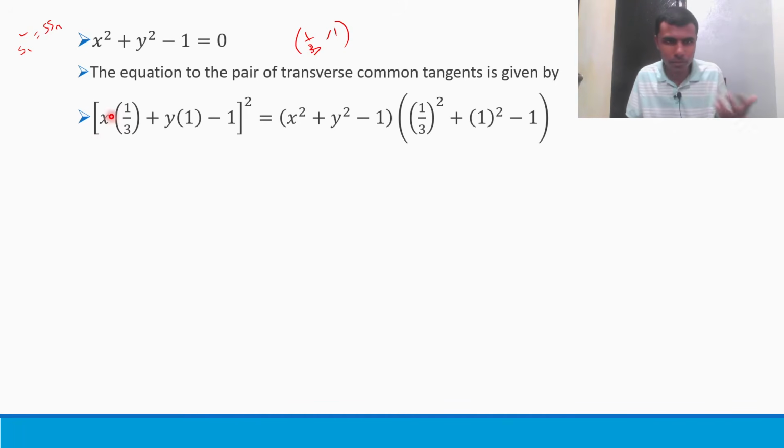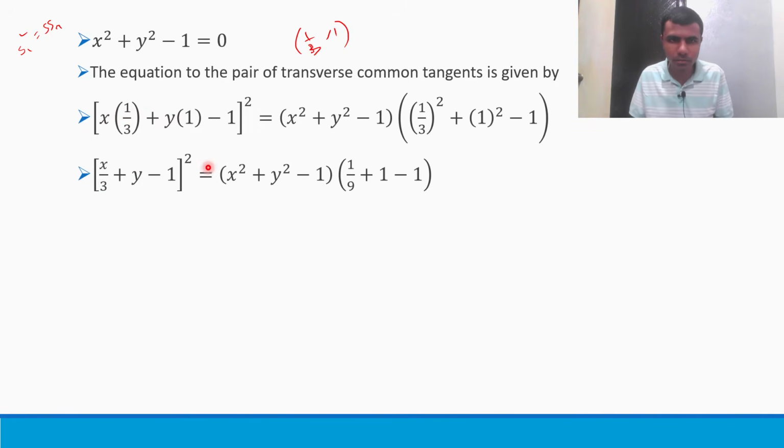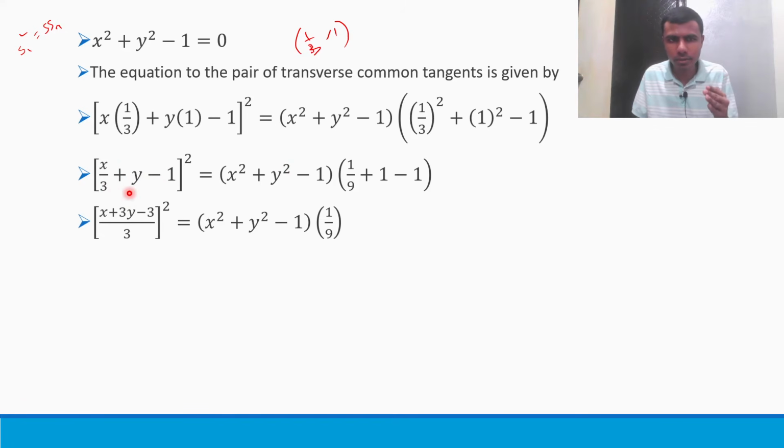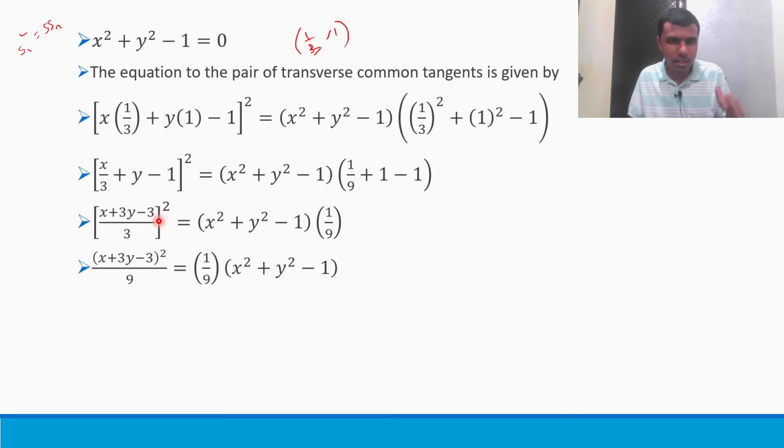Chalo. Now basic simplification. x by 3 plus y minus 1 whole square equals 1 by 9 plus 1 minus 1, this cancels. So taking LCM, x plus 3y minus 3 by 3. Now here x plus 3y minus 3 whole square by 9.